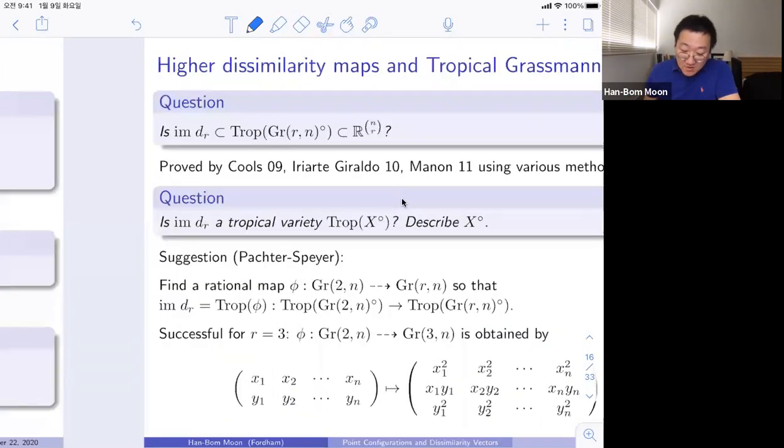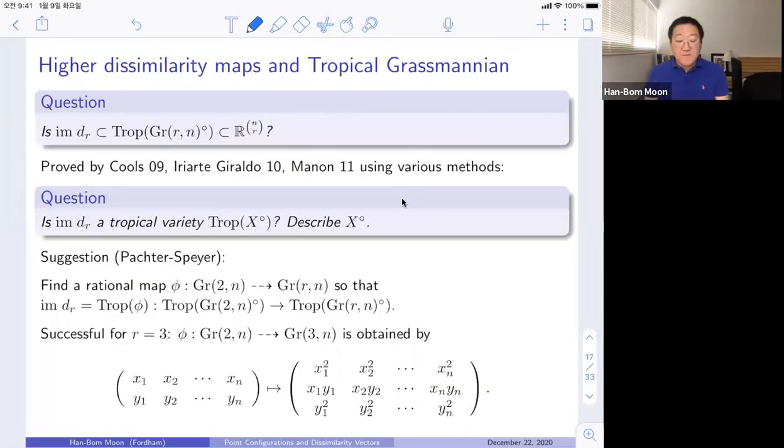Okay, well, there has been progress. For the first question, it has been proved by many different people using many different methods. For instance, Kurz and Iriarte Giraldo proved it by using some combinatorial argument, and Chris Manon used some representation theory. However, for the second question, can we describe the image by using a tropical variety and find the variety X? There has been very limited progress.